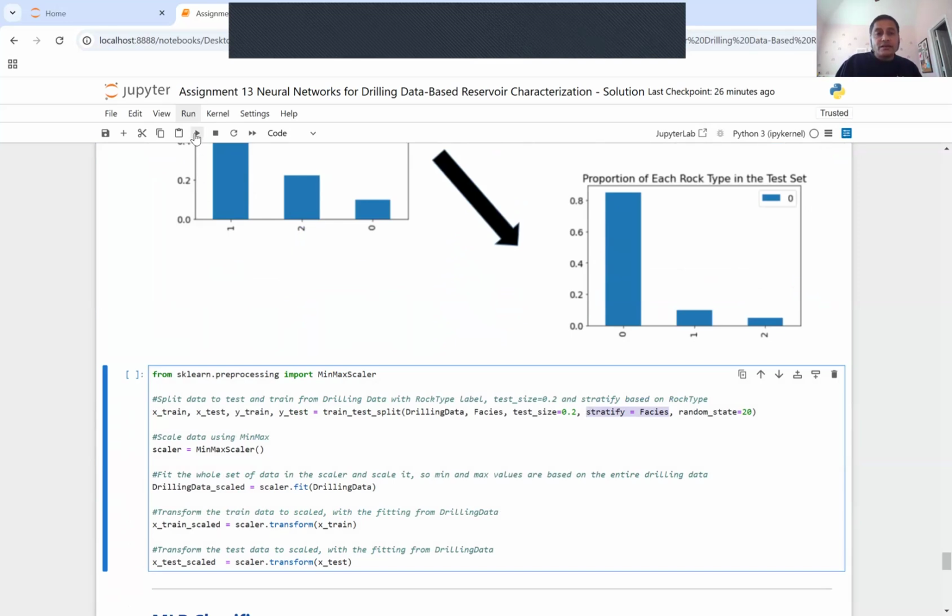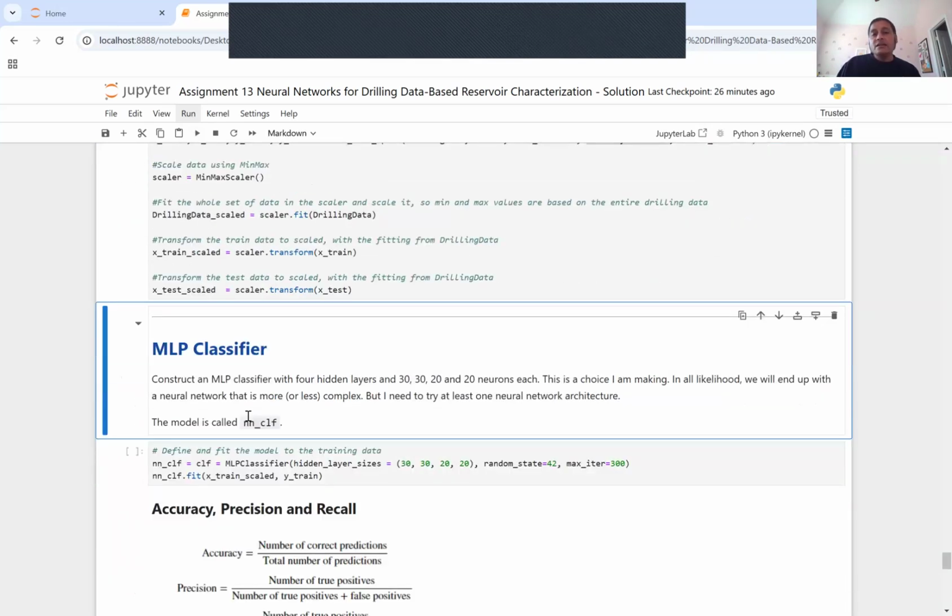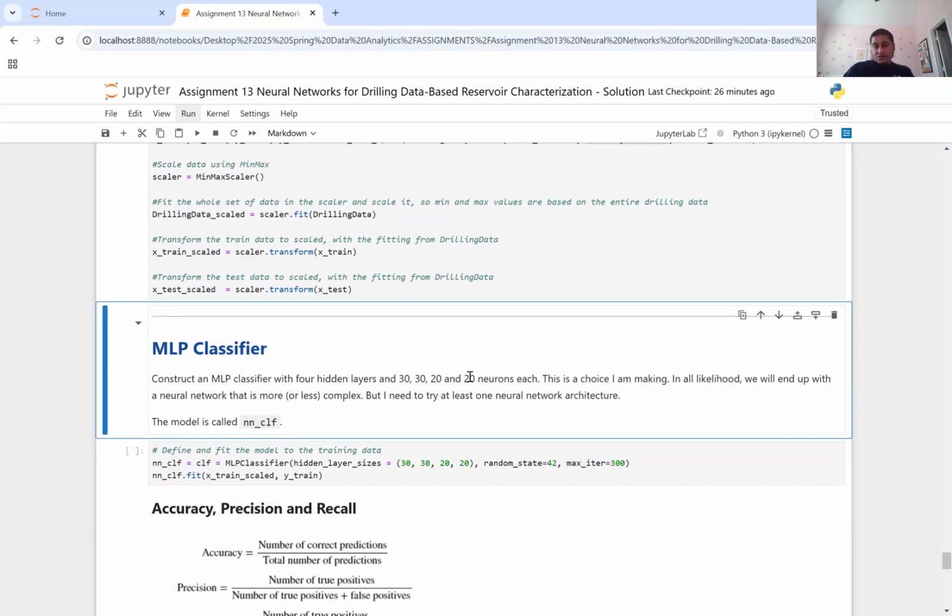We're also going to scale our input features. And finally, we're going to be choosing a neural network classifier. And for demonstration purposes, I'm going to be choosing a neural network classifier with 4 hidden layers. Each layer has, or rather, the first layer has 30 hidden neurons, the second has 30, the third has 20, and the fourth has 20. Where did I get these numbers from? I just chose these numbers randomly. In a real operational scenario, we would be trying out different neural network architectures.